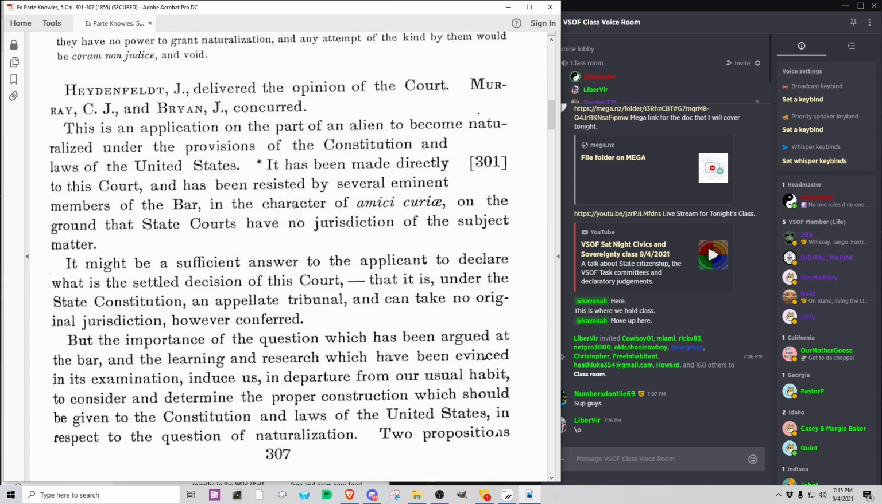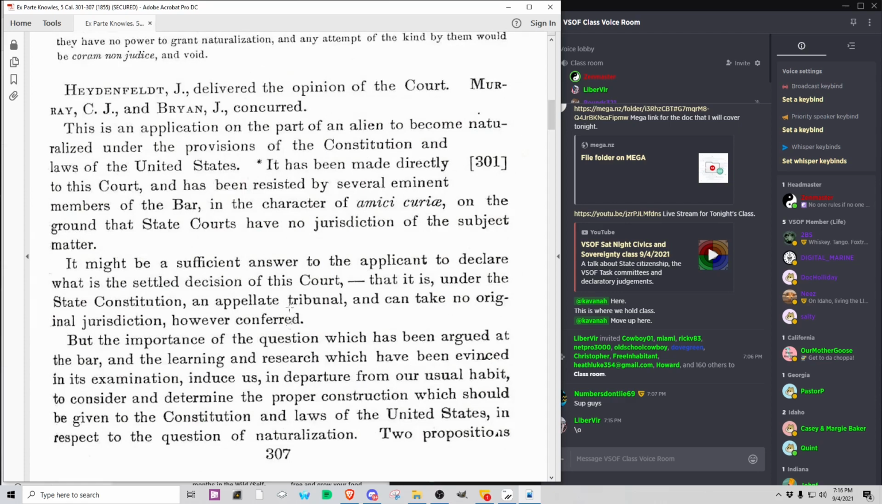Now to get into the case here. All right. So delivered opinion of the court, Murray C.J. and Brian J. concurred. It is an application on the part of an alien to become naturalized under the provisions of the Constitution and laws of the United States. It has been made directly to this court and has been resisted by several eminent members of the bar in the character of an amicus curiae on the ground that state courts have no jurisdiction of the subject matter. It might be a sufficient answer to the applicant to declare what is the settled decision of this court, that it is under the state constitution an appellate tribunal and can take no original jurisdiction, however conferred. Now, of course, they're talking about the Supreme Court of California.